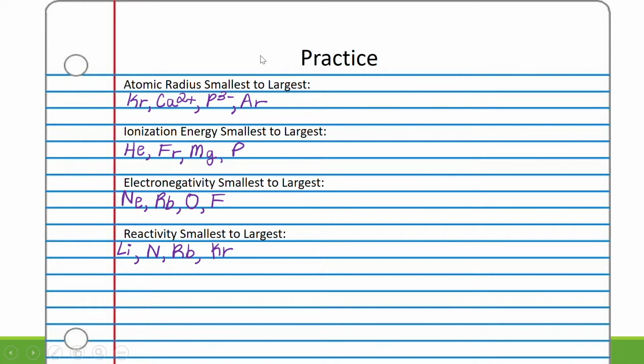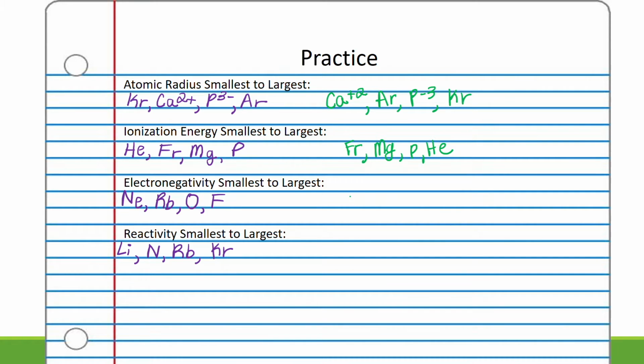So atomic radius from smallest to largest, that's going to be the calcium ion, because remember, calcium ions make very small elements. Then argon, phosphorus ion, it's going to be very big, and then krypton. Okay, ionization energy from smallest to largest. That's going to be francium, remember, lowest ionization energy, then magnesium, phosphorus, and then helium, which has the highest ionization energy.